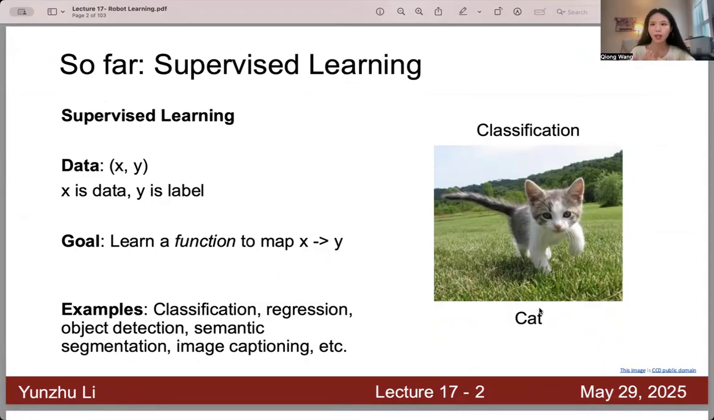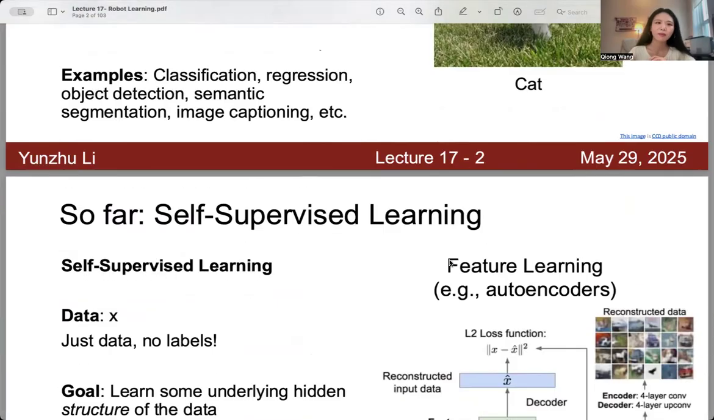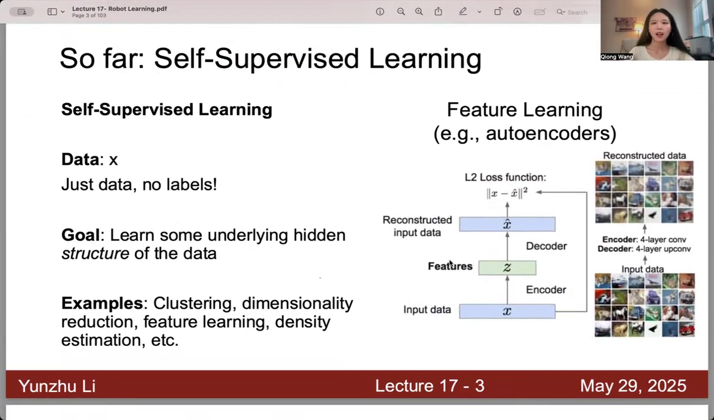we give the dataset a label, and the goal is to learn a function to map the data to the data's label. For example, classification, regression, object detection, segmentation, and captioning. And for example, you can see feature learning like this.